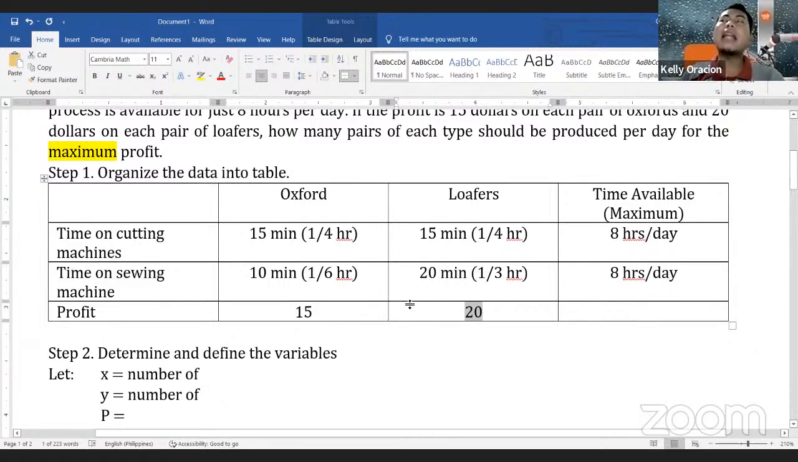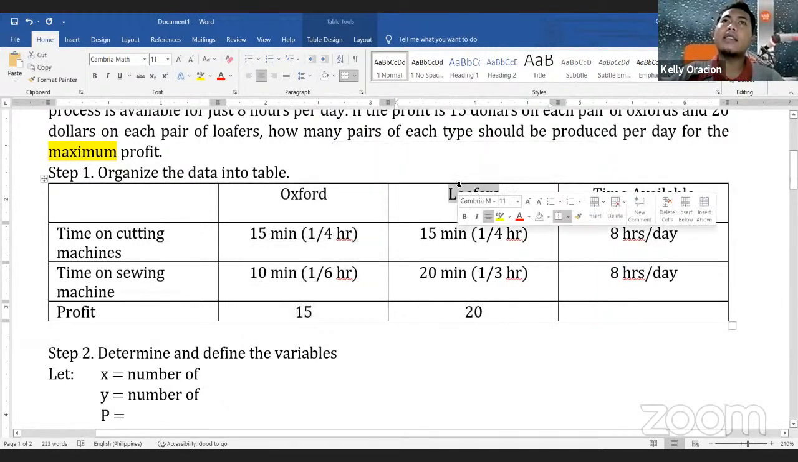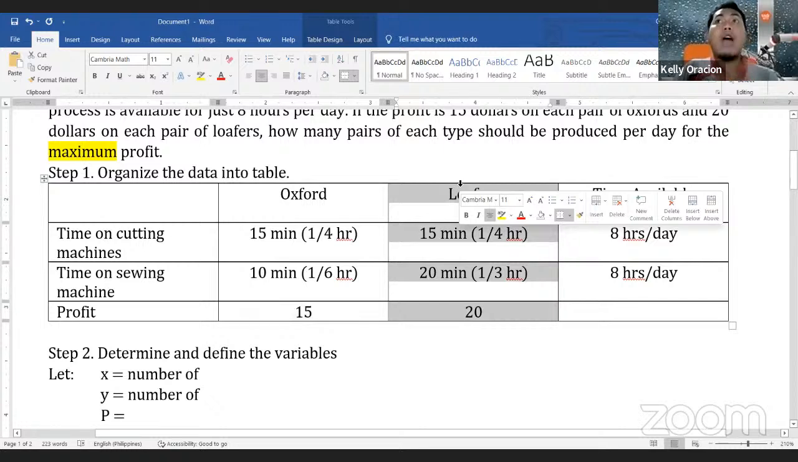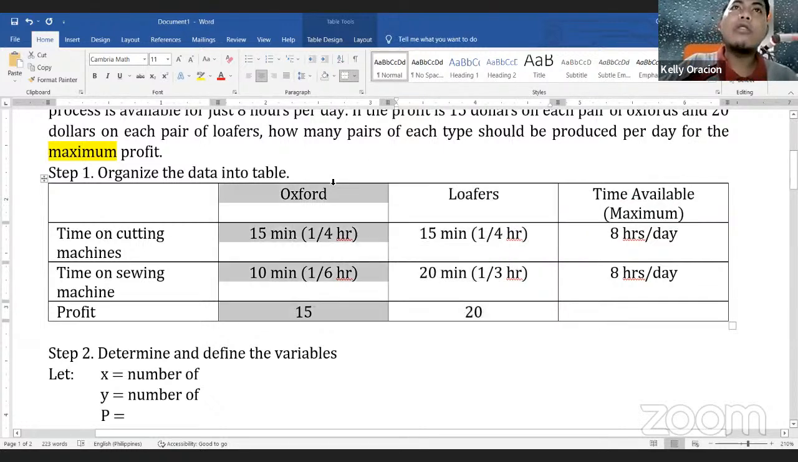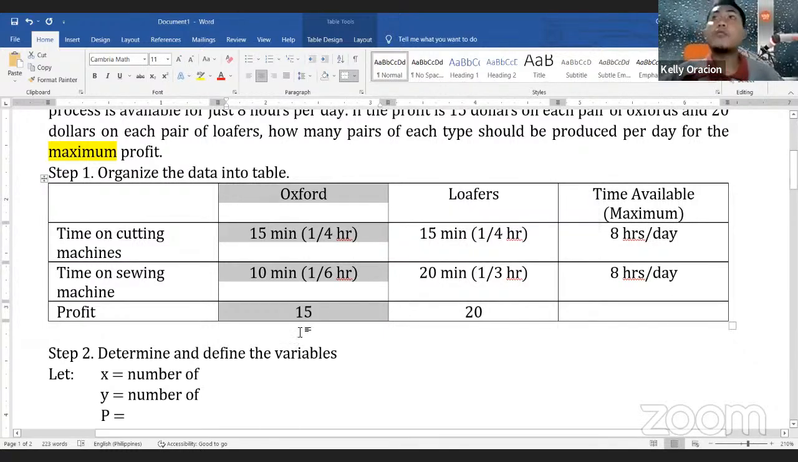Now I've mentioned last time that it's your choice who is X here and who is Y. Again, it's your choice. Depende sa inyo, si X ba si loafers or si Oxford. But for me, if you ask me, ito talaga yung X ko always, yung mauna sa table. But again, it's your choice because we will arrive at the same answer. Parehas lang naman yung sagot nila.